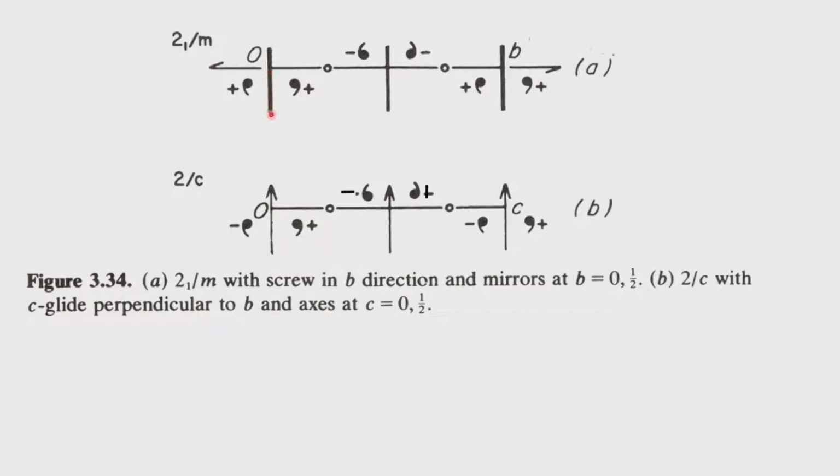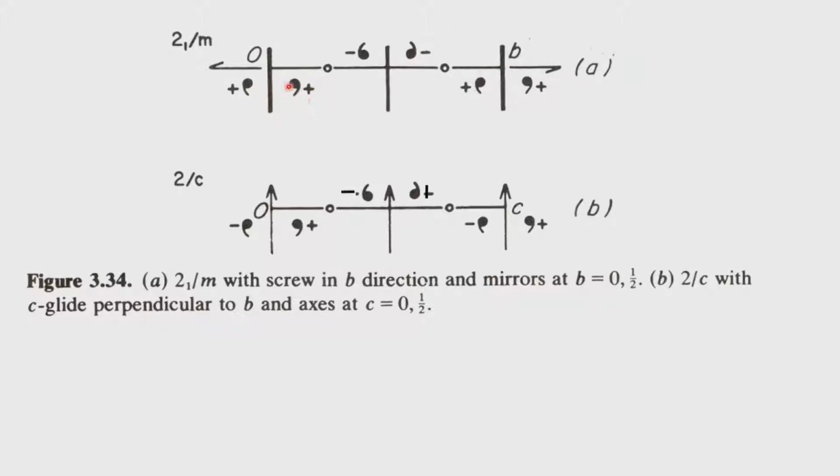And at the origin we have an intersection of the 2-1 axis and the mirror. So this is the origin O, at which position we have the intersection of the 2-fold axis and the mirror. Now the presence of the 2-fold axis and the mirror generates equivalent points, and we have taken a one-dimensional 1-unit example along the B direction.